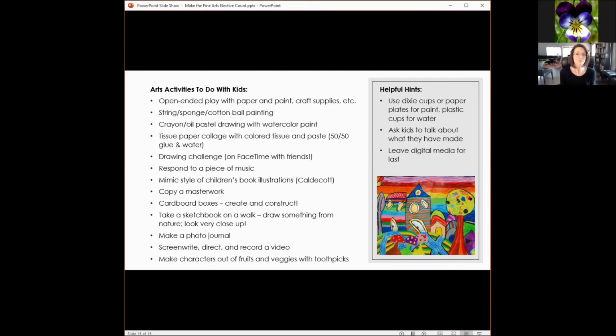If they're into their camera or phone, have them make a photo journal. Have them write and direct and film a video. And okay, this one, there's an author who makes a book with these creations. Make characters out of fruits and vegetables and put them together with toothpicks, and then eat them for lunch.